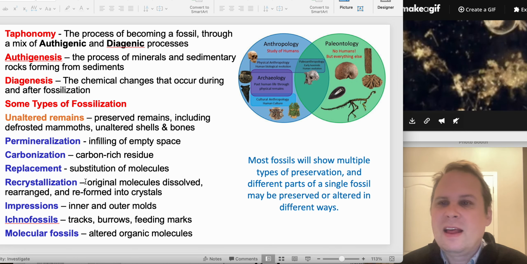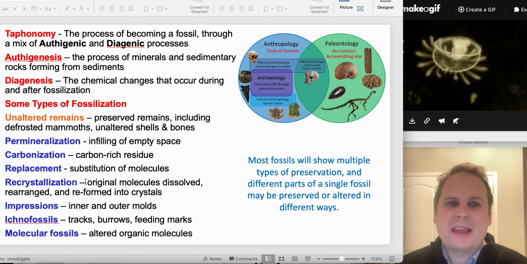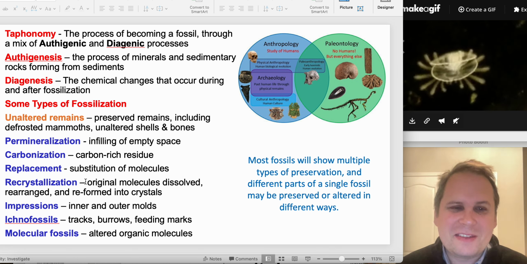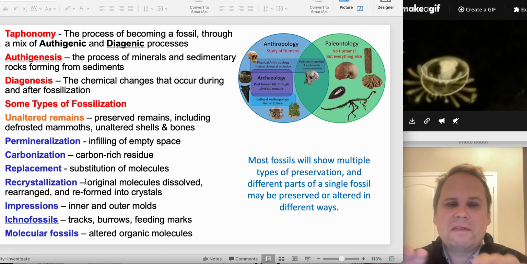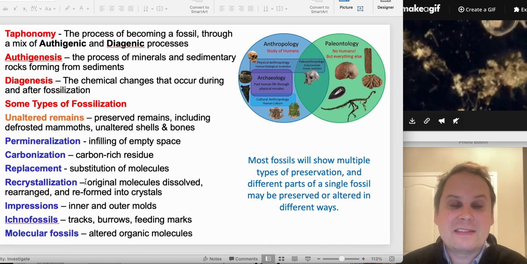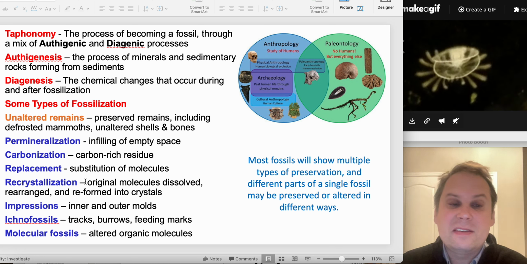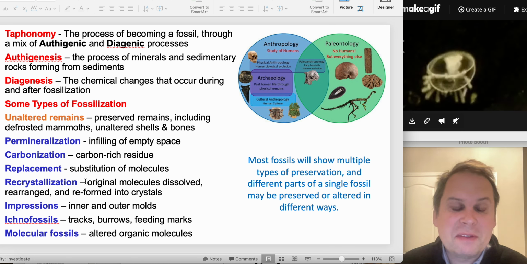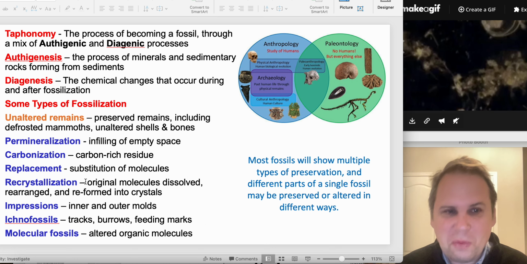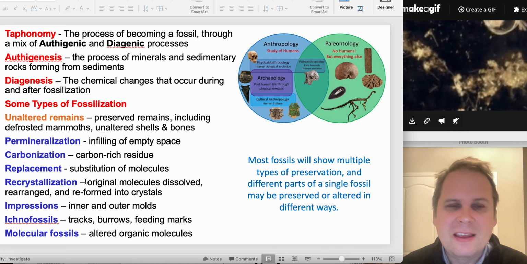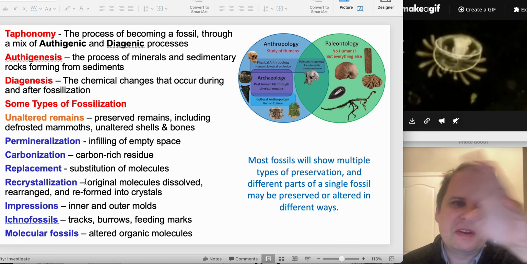Recrystallization is like when you're replaced, but by the materials that just dissolved. So let's say you have a shell made of calcium carbonate. Let's say you get acidic conditions, so it all dissolves. Let's say there's something about the clay around it, it's super fine grained, and there's no way for the calcium carbonate to get out. So it's just trapped in there. It's just like liquid calcium carbonate.